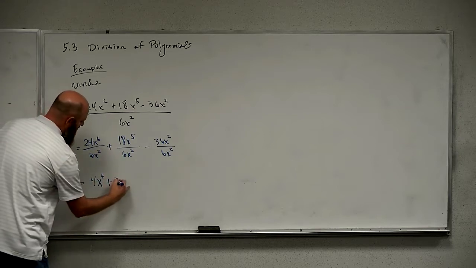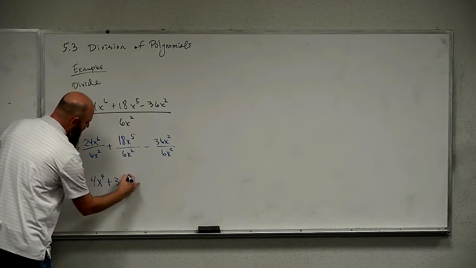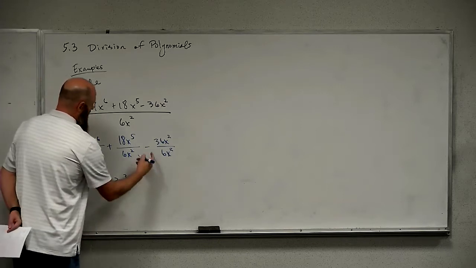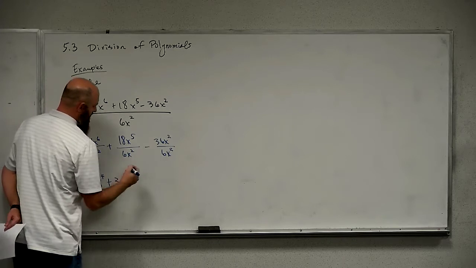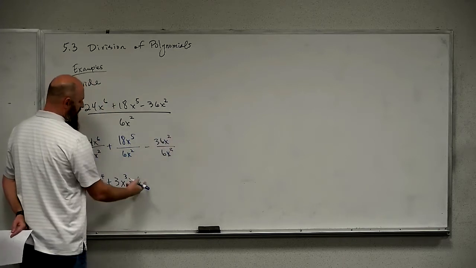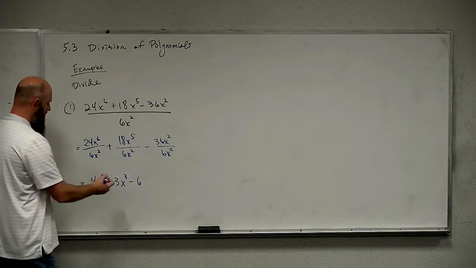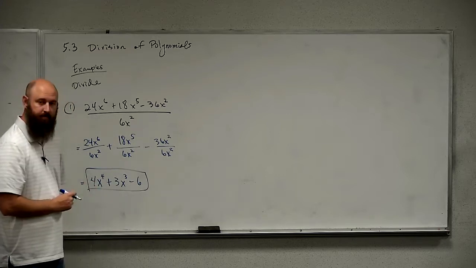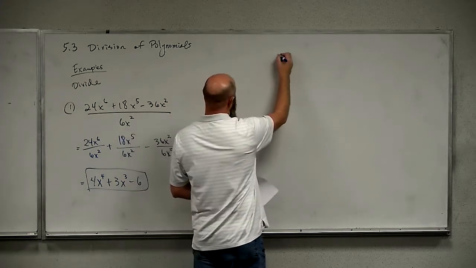18 divided by 6 is a positive 3. 5 minus 2 just happens to be a 3 as well. And 36 divided by 6, actually was a negative 36 divided by 6, is a negative 6. 2 minus 2 is 0, so I don't have any x's there on that. Okay? And just like that, I have divided that problem. All right? So let's look at another one of those.